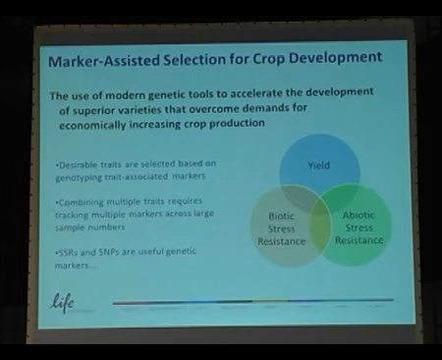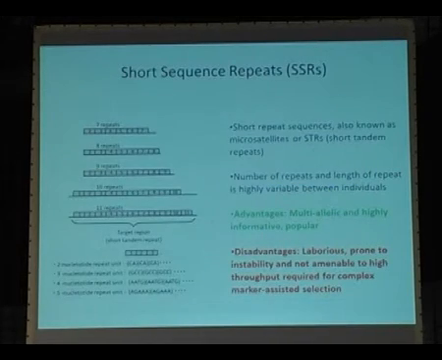Traditionally, people have used SSRs as markers for these traits. SSRs have been very useful. They're highly valuable because of their multi-allelic properties, so you need relatively few SSRs to track your traits of interest. However, the downside of using SSRs is that they're rather laborious to monitor and not really amenable to high throughput. So when it comes to complex marker-assisted selection, where you need to monitor several traits simultaneously, it becomes quite difficult to do this using SSR markers.